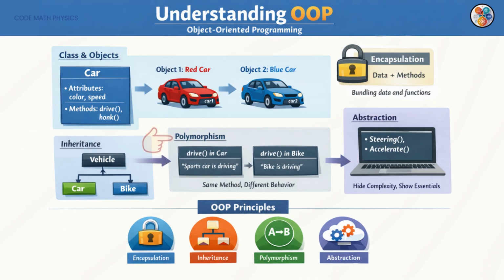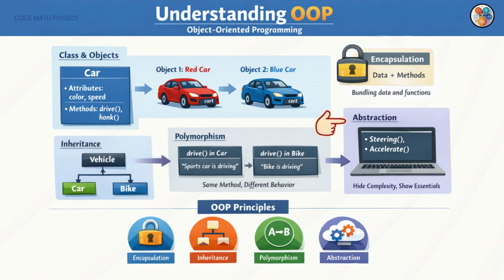Next is the fun part, polymorphism. Look here. We can call the same method name drive on both. On a car, it says sports car is driving. On a bike, it says bike is driving. Same command, completely different behavior. That's polymorphism. Same method name, but different actual actions depending on the object. It makes code super flexible. You can write code that works with any vehicle without caring if it's a car, bike, or anything else.